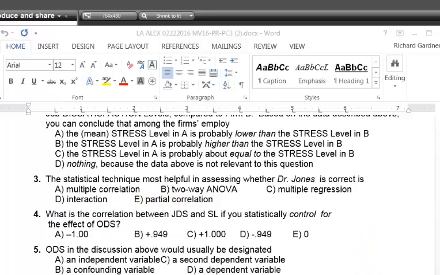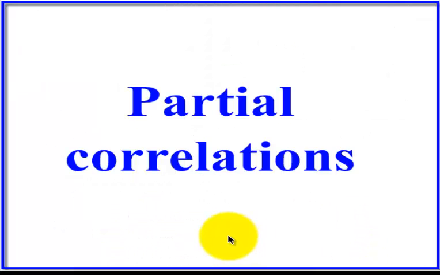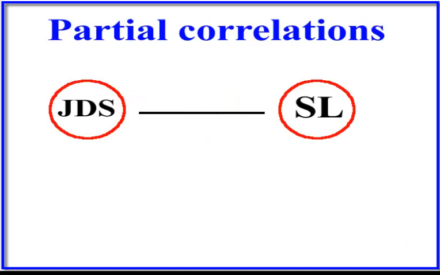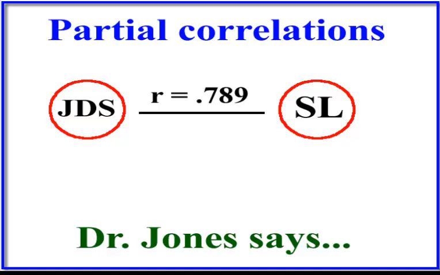A partial correlation is when you try to ferret out the effects of a different variable and its relationship to the existing variables in a correlation. This problem is stating the correlation between JDS and SL. They give it to us. It's 0.789, which is very strong. So when JDS goes up, so does SL, and vice versa. When it goes down, they both go down. We're going to check to see if that's in fact a real cause and effect situation or not.